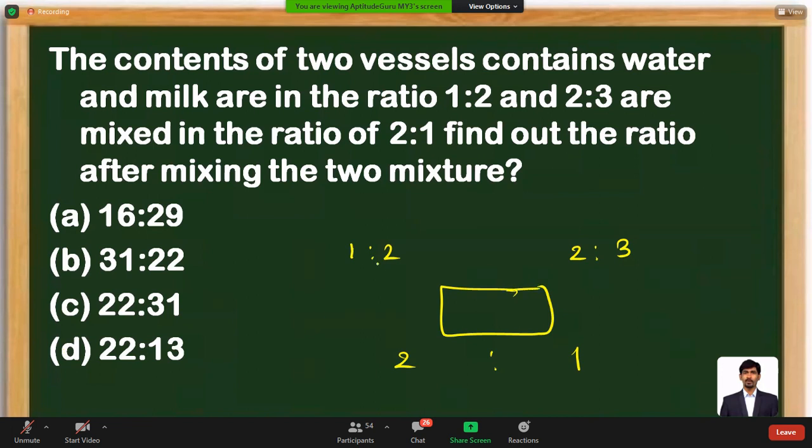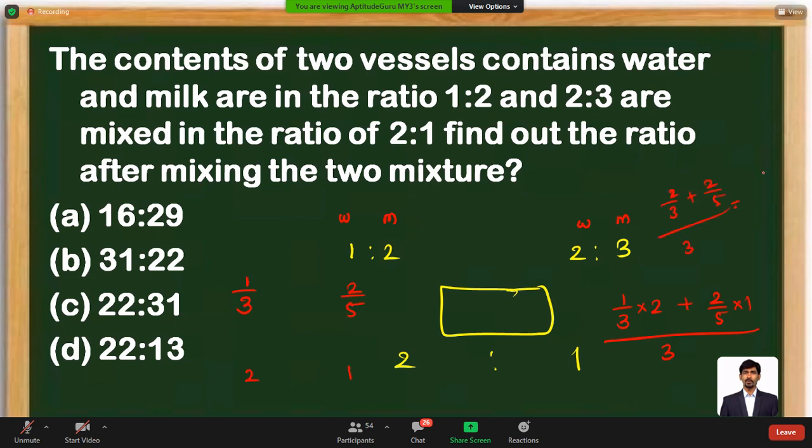So they have just given these values, A1 and A2, N1 and N2, cumulative. Water and milk: the water concentration here is 1 out of 3, and here it is 2 out of 5. These are mixed in the ratio 2:1. So (1/3 × 2 + 2/5 × 1) divided by (2 + 1), which is 3. So 2/3 plus 2/5, divided by 3.